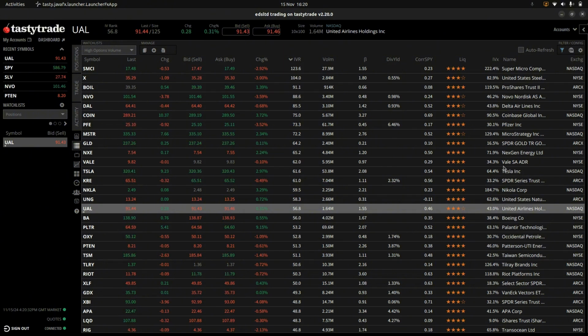So IV rank and actual IV are two different things. We want to sell premium when implied volatility is high, and then we can play the contraction of volatility back down to the mean. Why do we do this? Because volatility is mean reverting. So keep in mind what's already in your portfolio. If you're heavy in any one sector, don't go with that sector. Choose a different sector, so on and so forth.